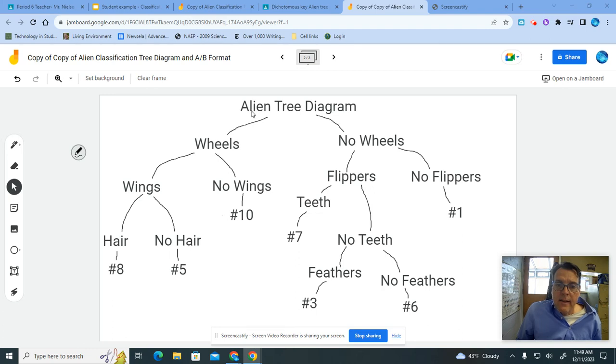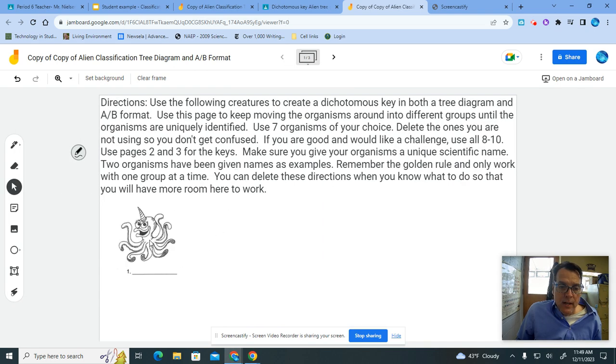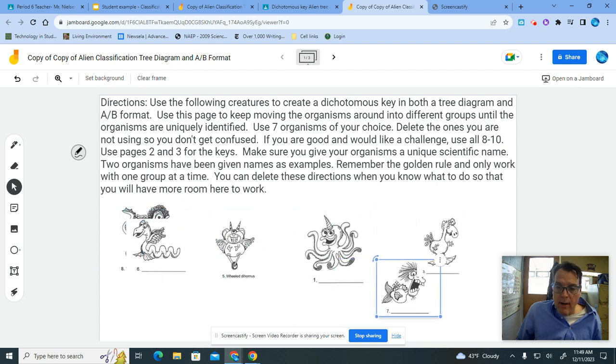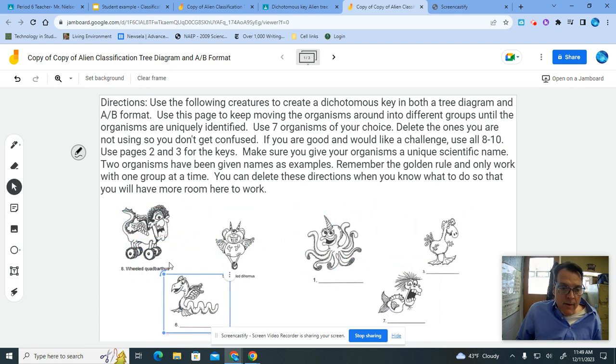Hi, today we're going to take this alien tree diagram, this dichotomous key tree diagram, and turn it into AB format. So the first thing you have to do is look at the two first characteristics you use. These are all aliens, and these come from these pictures here. These fictitious creatures, and we gave their numbers at the bottom. That's how we name them.